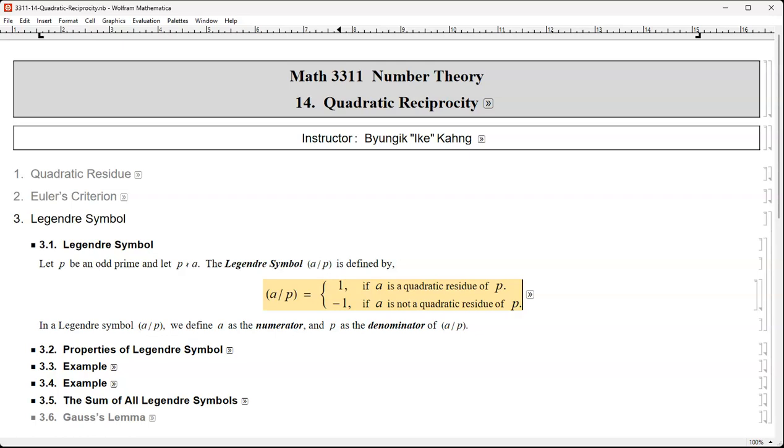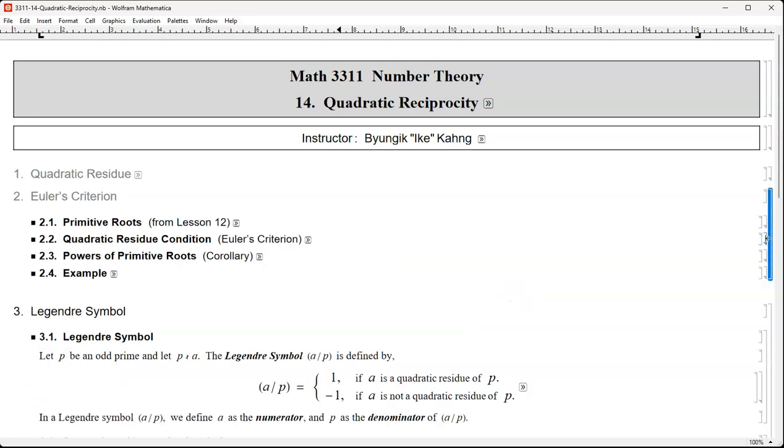Even though this is not a fraction, I'm going to use the term A over P, or 5 over 17, things like that. So it may get a little bit confusing if you just trust what you hear. So don't trust what you hear, trust what you read. By the way, positive 1 if quadratic residue, negative 1 if non-residue. Haven't you seen this before?